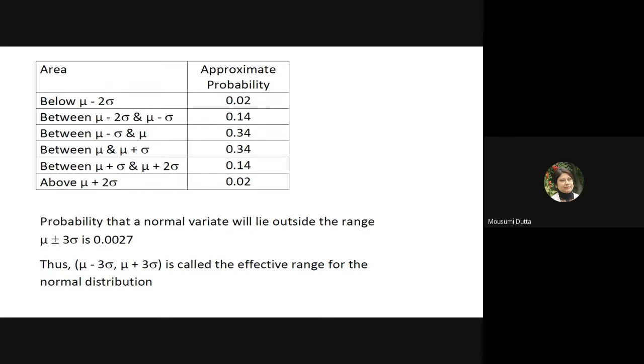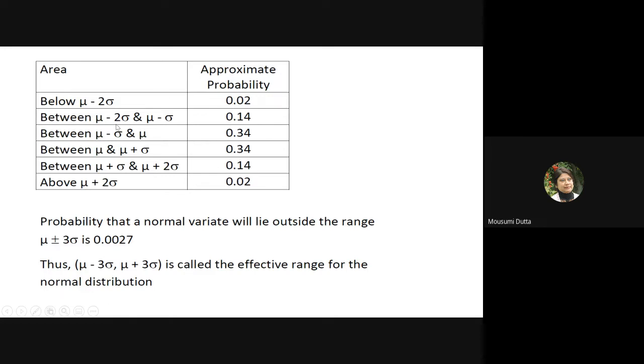Only 2%, not 2, sorry. 0.02 means... am I right? What is 0.02? What percentage is it? 2%. Yes. Only 2% of the observations will lie below and above mu plus minus 2 sigma. Okay.